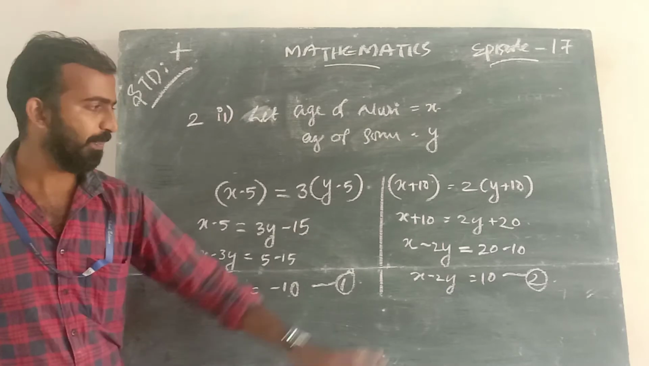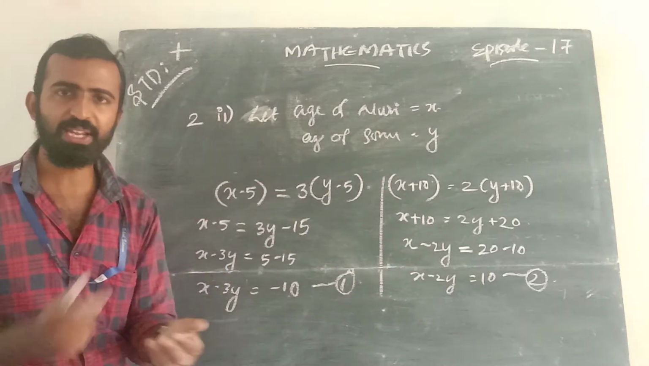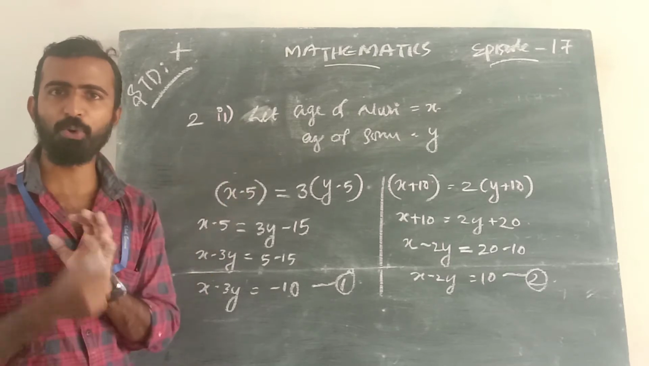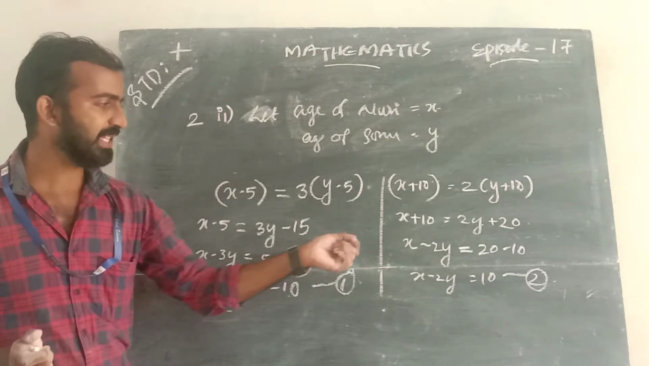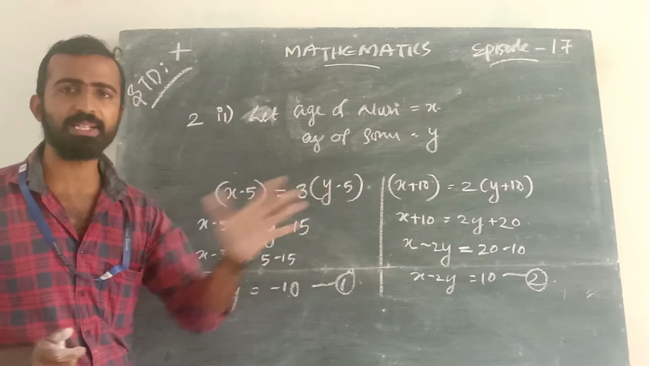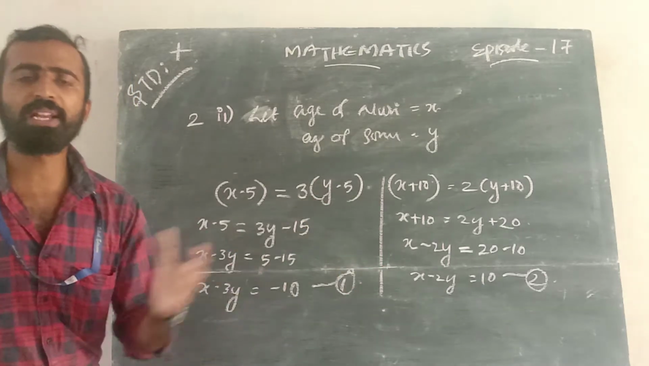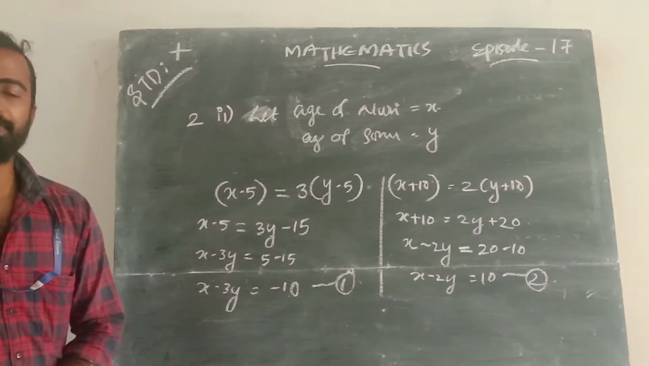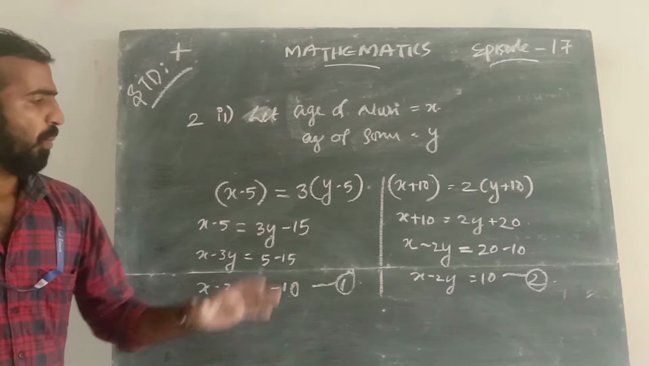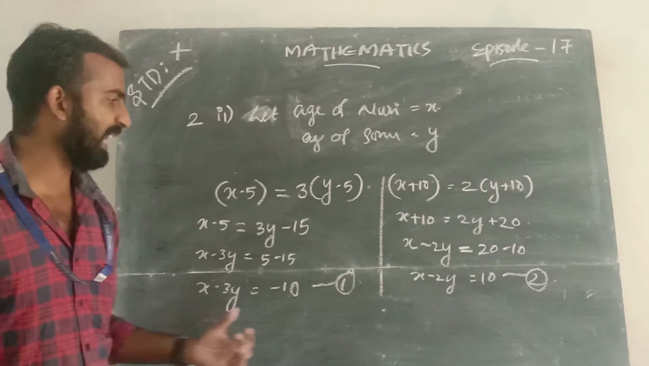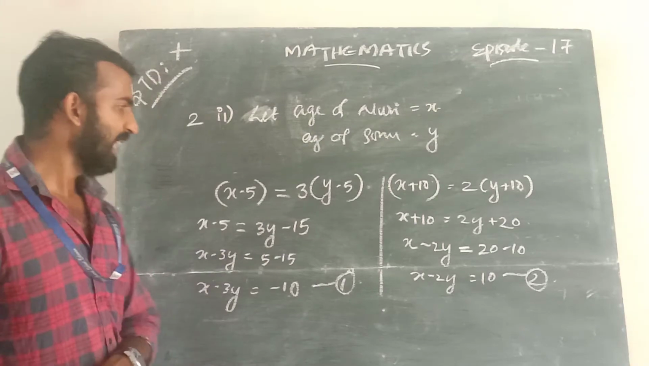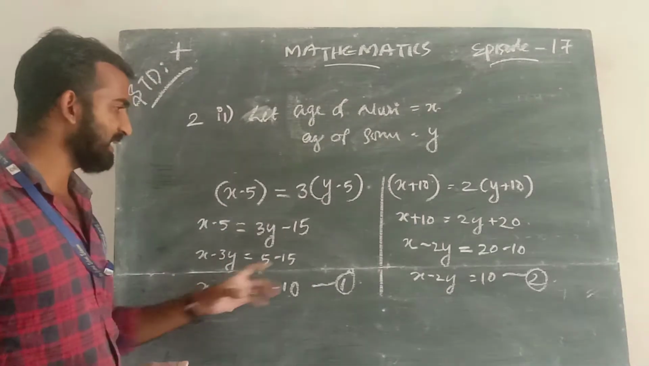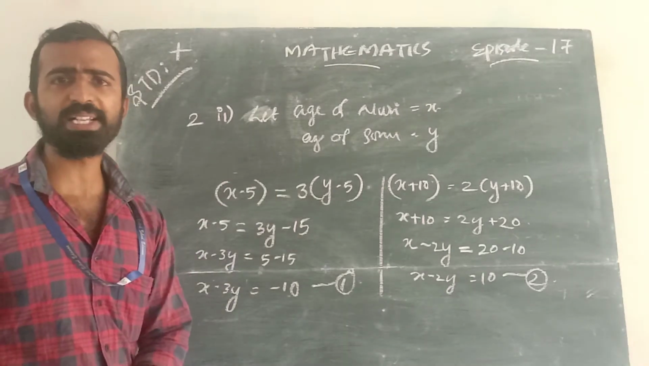Next step, we rearrange the equations so that the unknown part is on one side and the known part is on the other side. That is x minus 2y equal to 20 minus 10, that is x minus 2y equal to 10. Then what is next? We want to eliminate one variable. When we look at equations 1 and 2, the coefficient of x is the same.